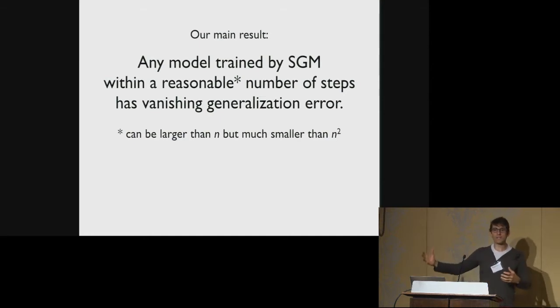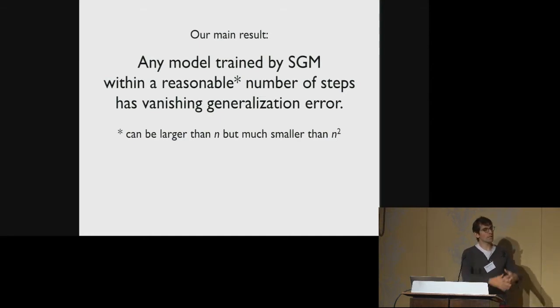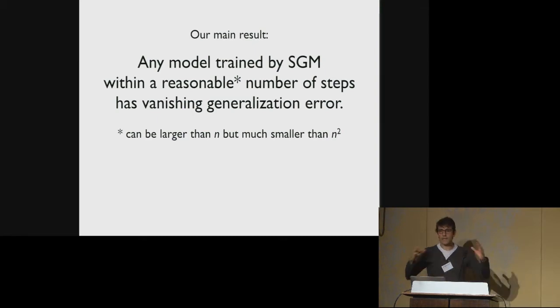So if you make not too many steps, but you can make more than one epoch, more than one pass over your data, let's say, 100 passes. If you're in that regime, which is where all the action is happening in practice, you must have small generalization error. You cannot overfit with SGM.